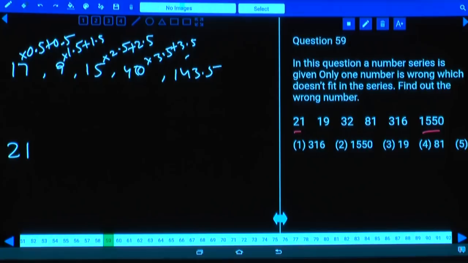Number once decreased, it must be either 0.5 or 1. It is nearer to 1, hence I am taking 1. 21 into 1 minus 2 is how much? 19. And the next one, what is the answer here? 19 and 32. How to express this one? 19 into 2, 38. 38 minus 6, that is 32.